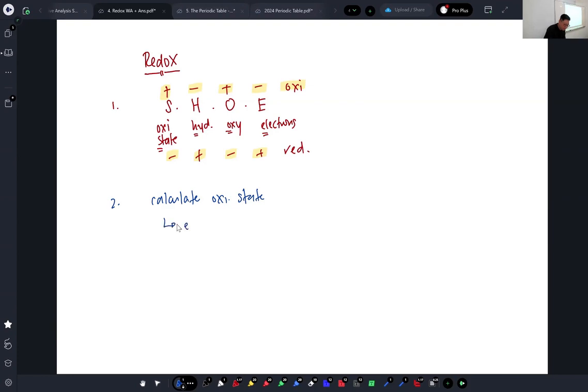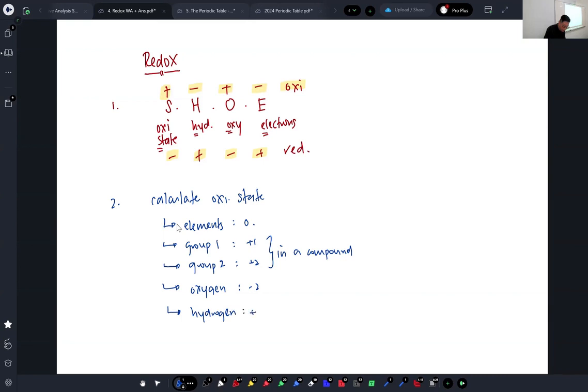Elements, oxidation state always 0. If you're group 1, it's +1. Group 2, you are +2. Of course, this is in a compound. And what else? Oxygen, I would say the majority of the time is -2. And hydrogen is +1. Once again, all in a compound. So if I give you an element by itself, because it has not yet undergone a reaction, there's no charge.